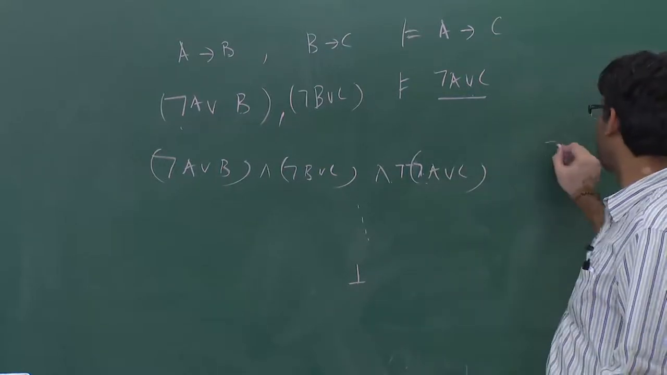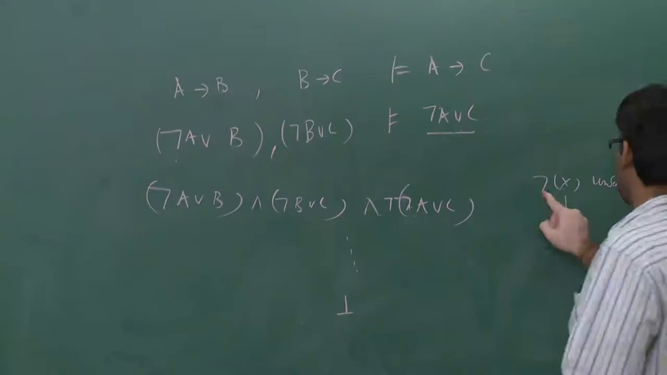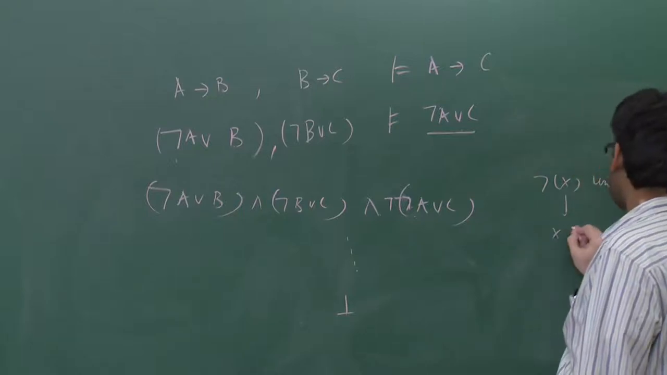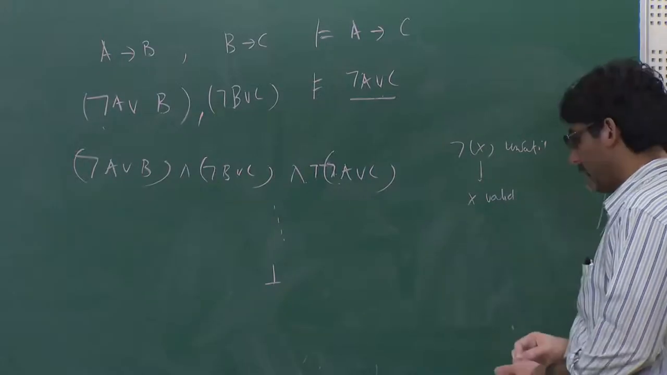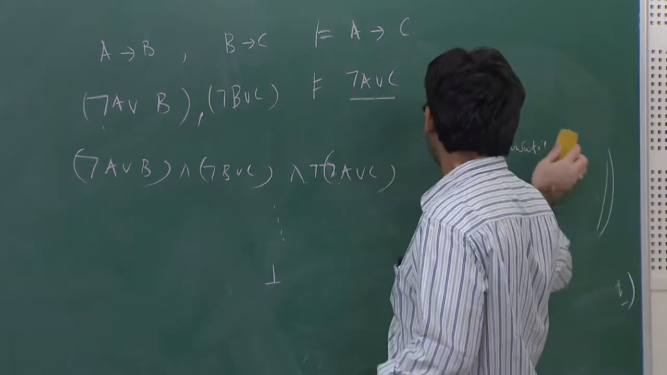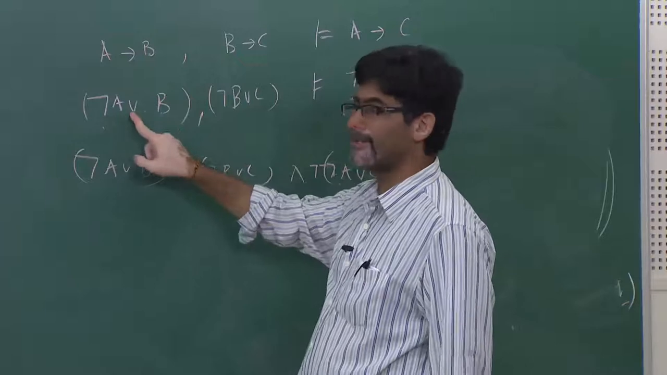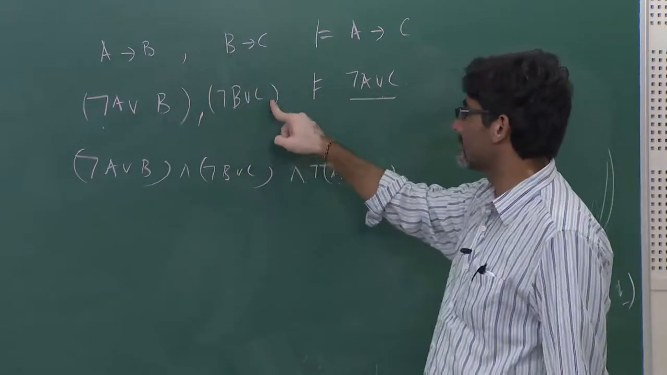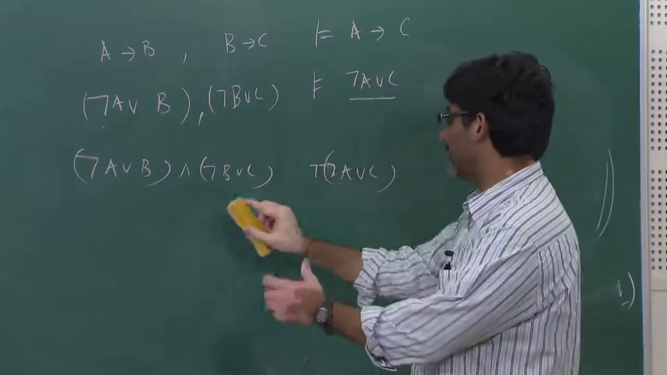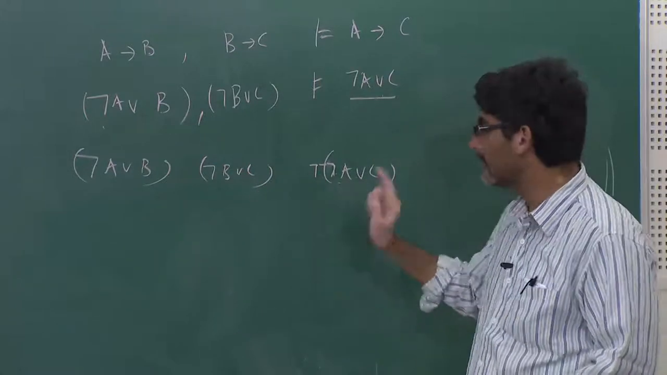That means negation of X is unsatisfiable. That means if negation of X leads to some kind of empty clause, then obviously X has to be valid or X has to be true. So given this particular problem, we translate it into its corresponding clauses. The first one is translated as not A or B, the second one, B implies C, is translated as not B or C, and the third one is this. As a combination of all these, it should lead to unsatisfiability, because we have taken the negation of the conclusion.